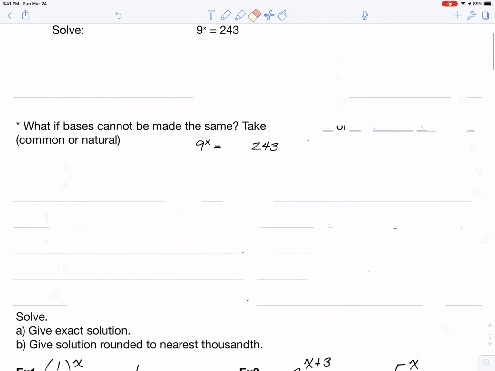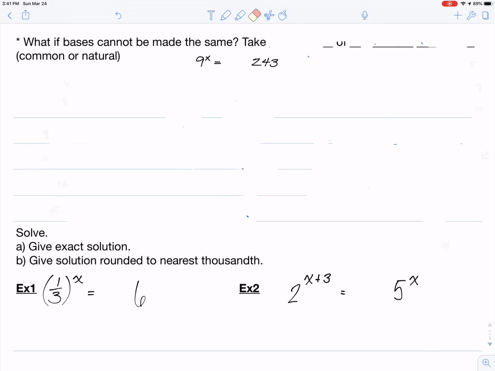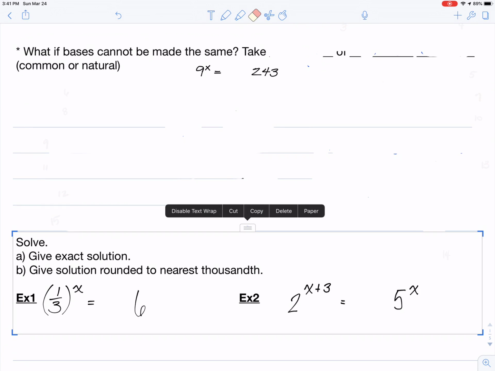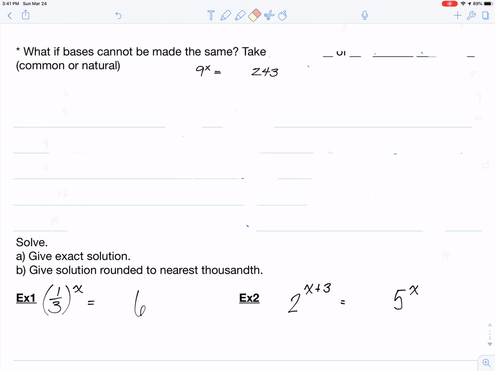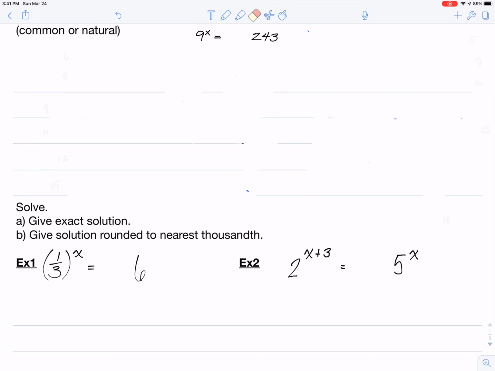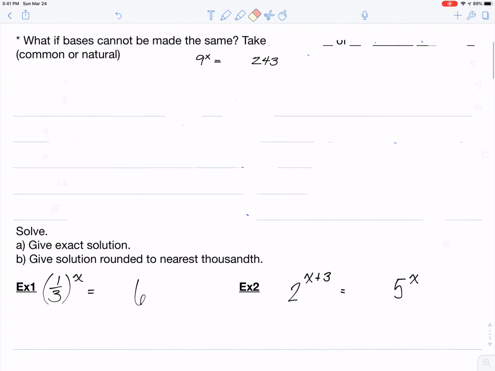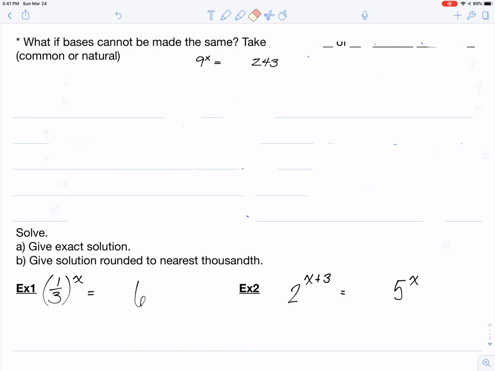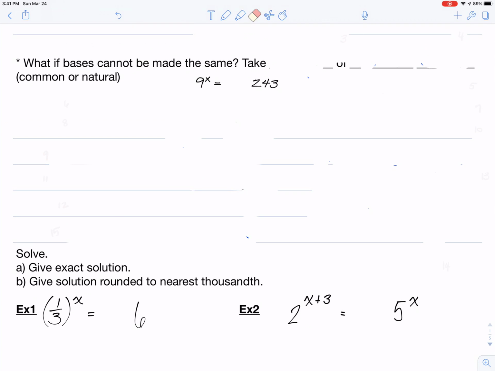So in this particular section, what do you do when there's no possible way to make your bases alike? If you'll even look down at example number 2, you'll notice that the two bases, one of them is 2 and one of them is 5. There's no way in the world that you can make those two bases alike. So we have to come up with a method for when this is going to occur. And in order to do that, what we're going to do is we're going to log both sides.